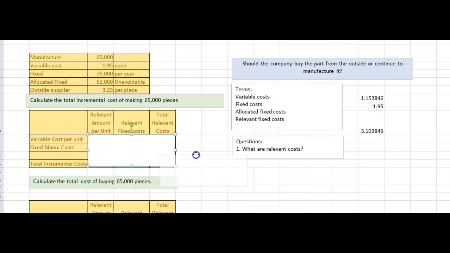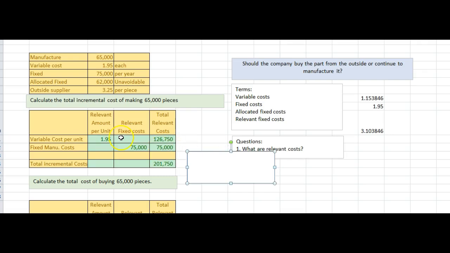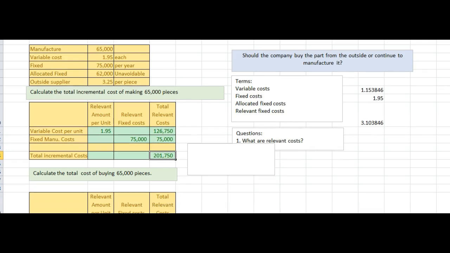How much is it going to cost us to make? Well, at $1.95 a unit, and we're going to make 65,000 of them, the total relevant cost for a variable is going to be $126,750. Fixed cost is not going to change. It's relevant. 75,000. So total costs, incremental cost for this part would be $201,750.